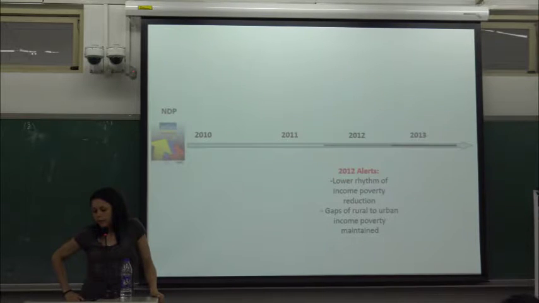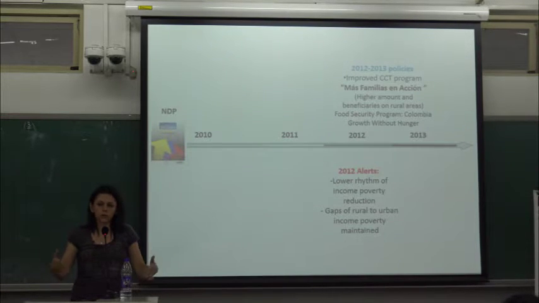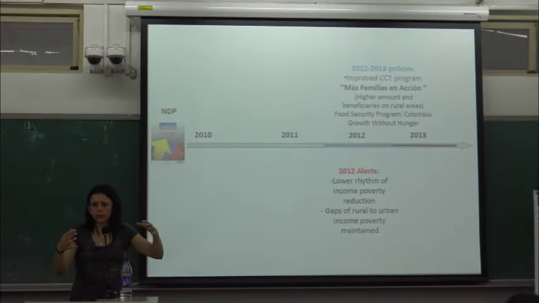In 2011, they have the alert that income poverty was still not moving, and there were gaps between rural and urban areas. So they have the strategy that it was more Familias en Acción, that is the CCT program that Colombia has, and they were more focused on rural areas. So in this way, they track the poverty and they say, okay, this is the goal, and we're going to reduce the deprivation levels according to how they analyze each of the indicators and how the indicators move over time.